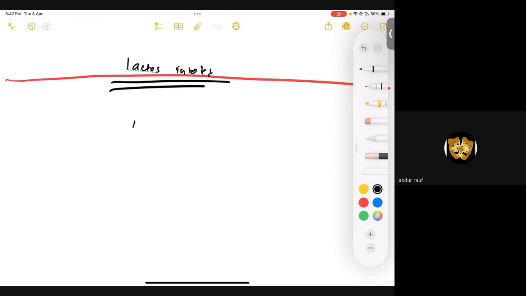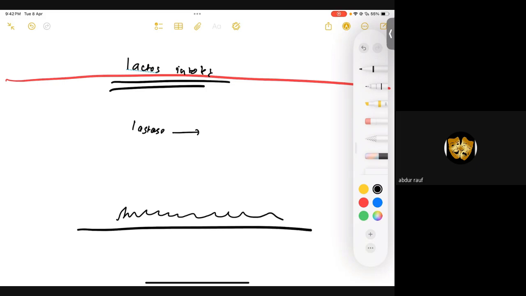Why? Because we have an enzyme, lactase enzyme. This enzyme is basically present at the brush border of your small intestine. What's the function of this lactase enzyme? It's going to take lactose and break it down into glucose plus galactose. If you do not have this enzyme, it means that the lactose cannot be broken down to glucose or galactose.